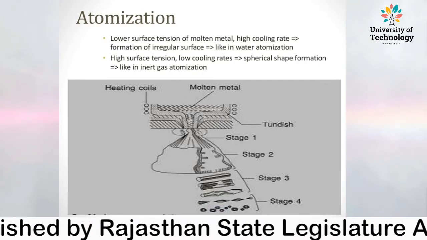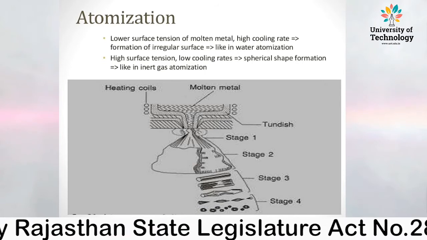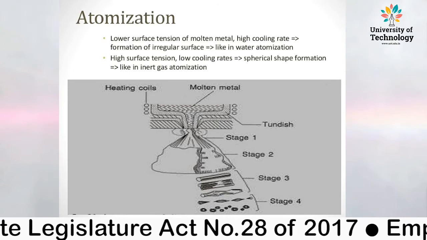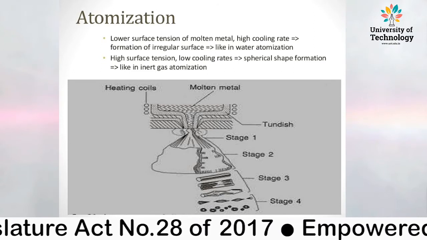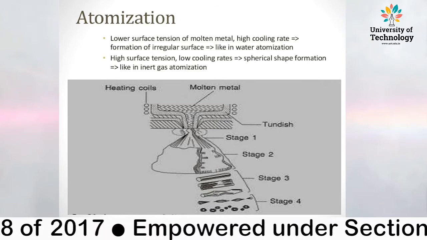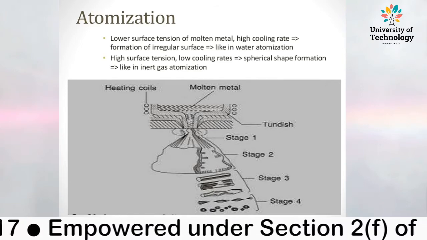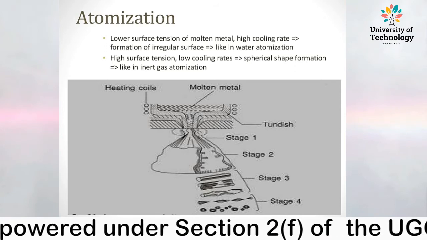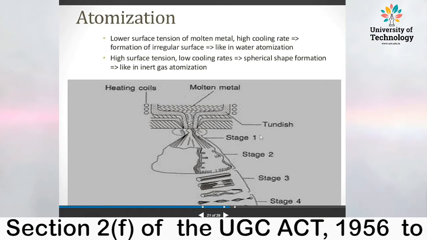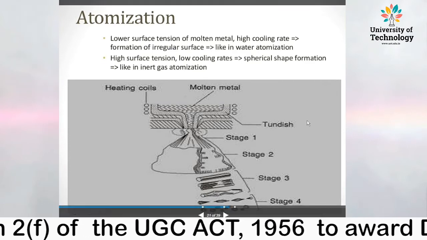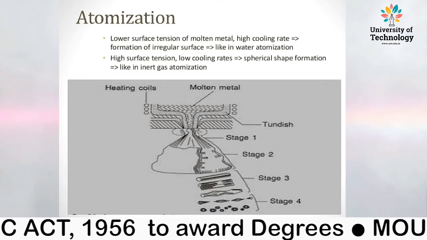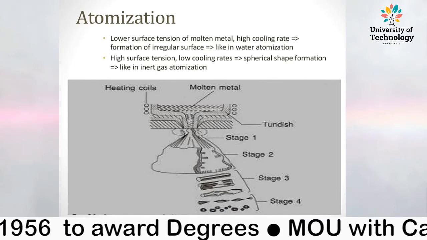That figure shows the various stages of atomization. With low surface tension of the molten metal and high cooling rate, irregular shapes form, like in water atomization. With high surface tension and low cooling rates, spherical shapes form, like in inert gas atomization. In this figure, we see all five stages of atomization. Atomization is a metal powder forming process.